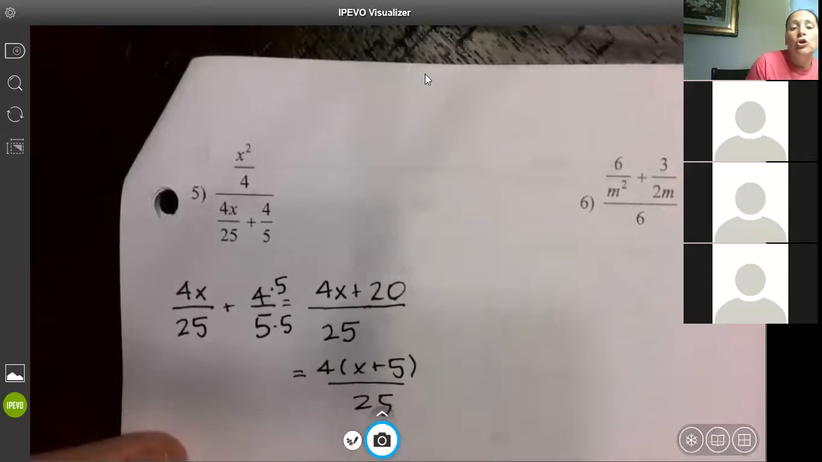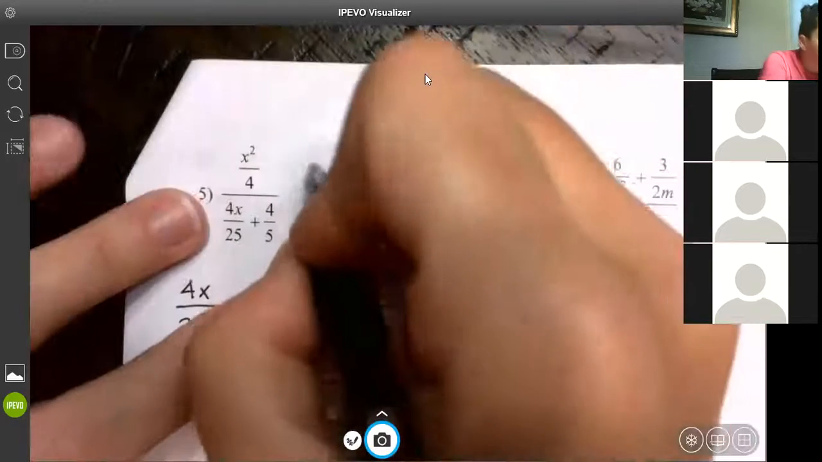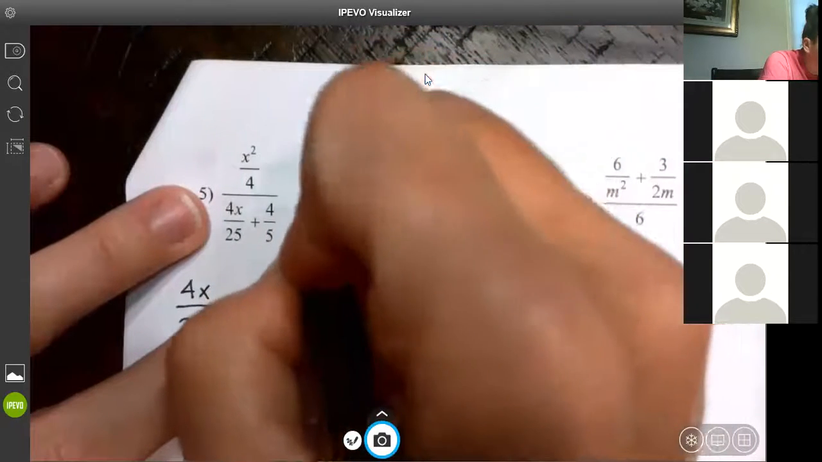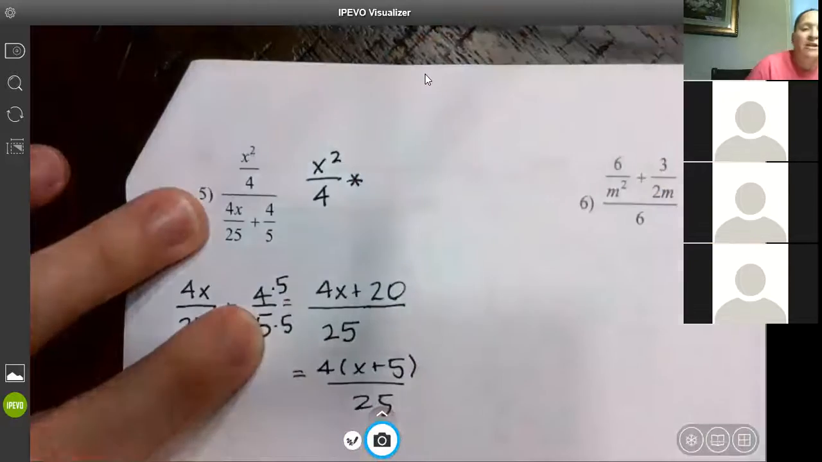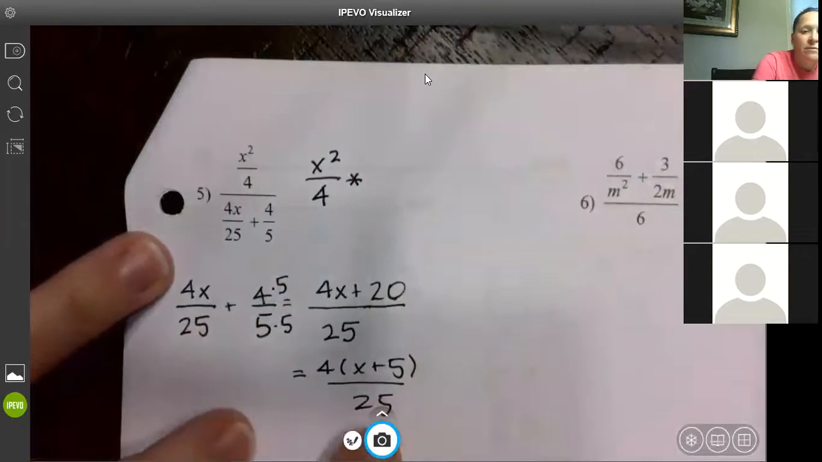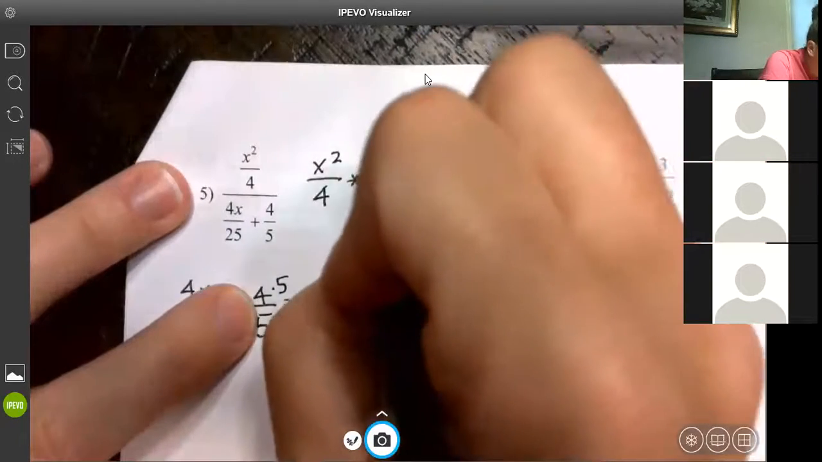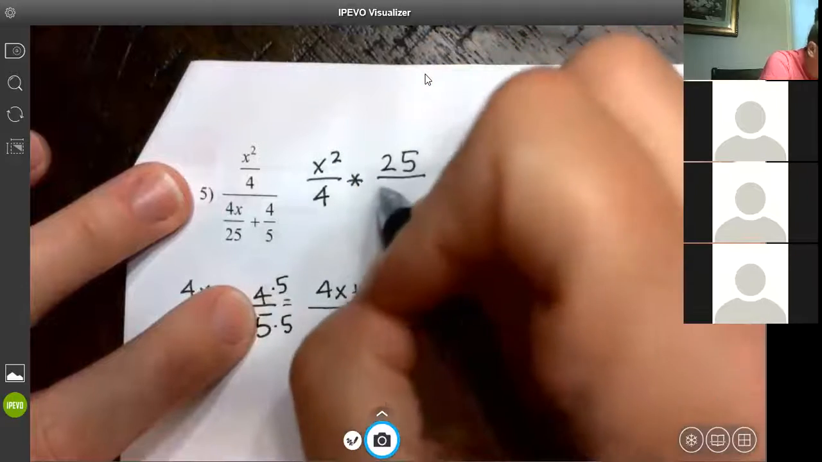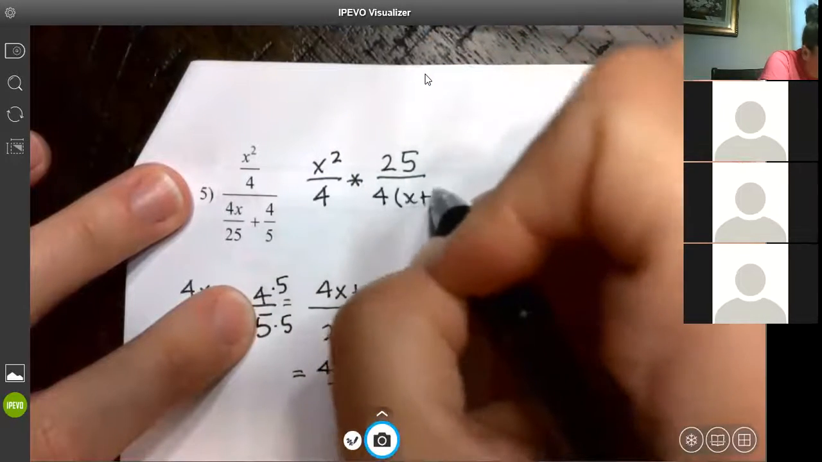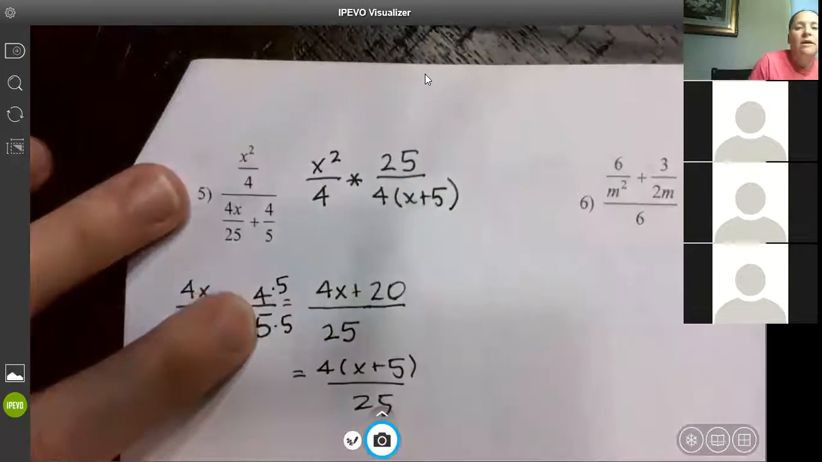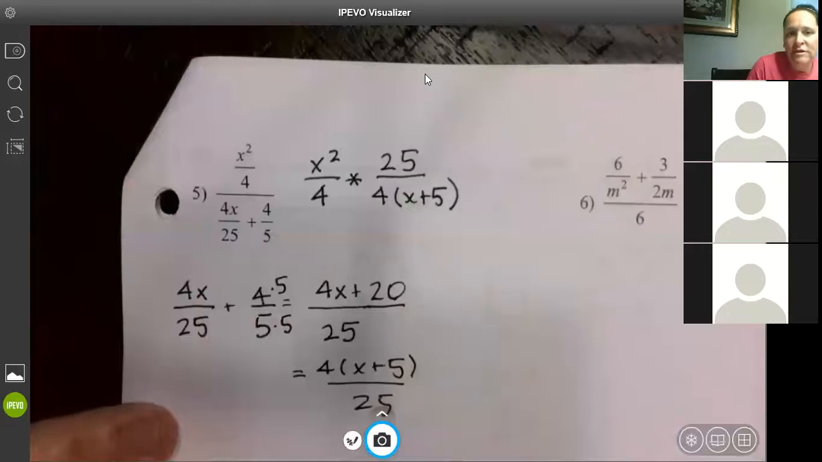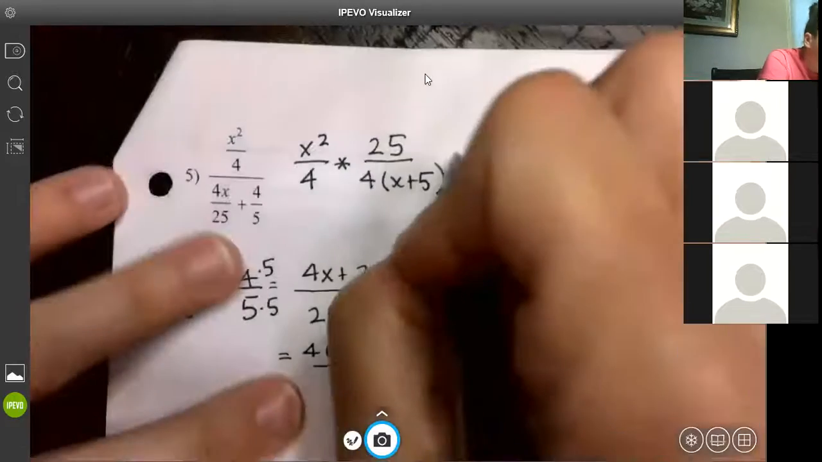All right. So take it back up to the top. The x squared over 4 is perfect. I don't do anything with it. I'm going to change it to multiply, and I'm going to flip this fraction that I just had. 25 over 4 x plus 5. If something can reduce it. On this one, it will not, so we just squish it together.